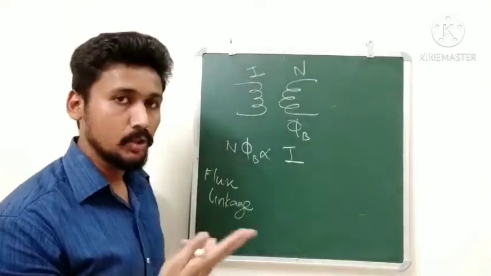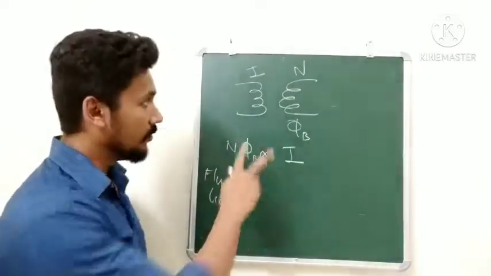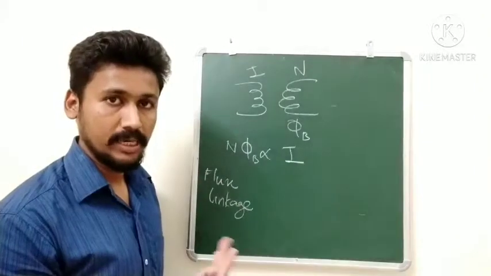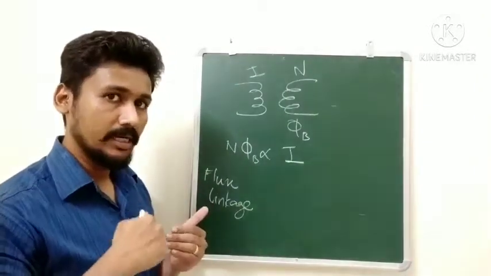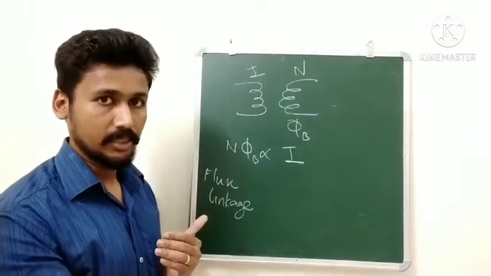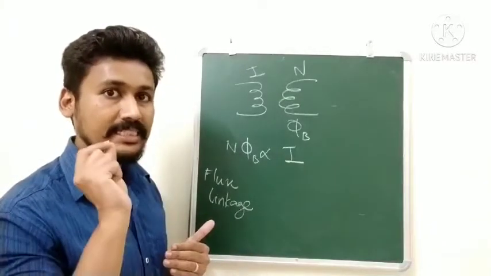Here, because we are having two coils, the inductance will be called mutual inductance, because a change in one coil is causing a current in the other coil. The other type is called self-inductance.